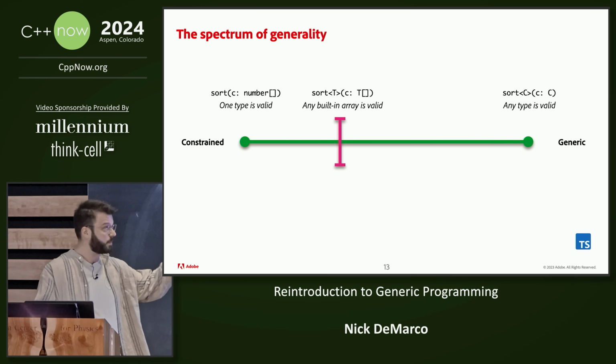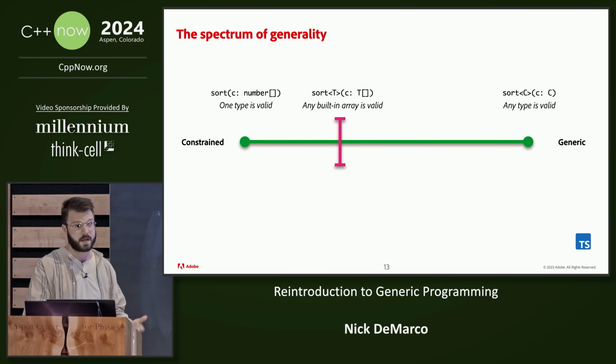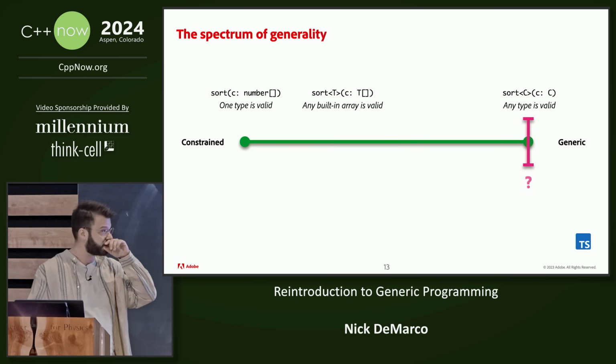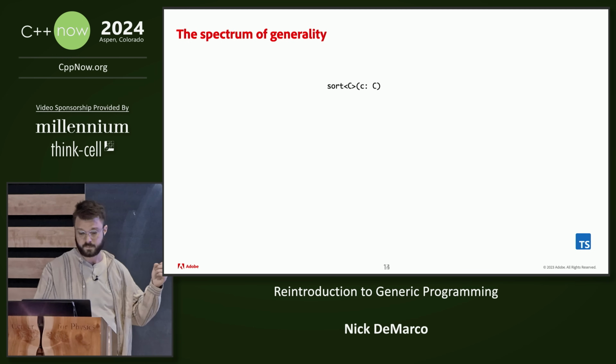How far to the right do we push this thing? How generic can we make this interface? And to answer that, I thought it'd be fun if we try to see what breaks if we push it to the limit and go all the way to the right. What's going to happen?